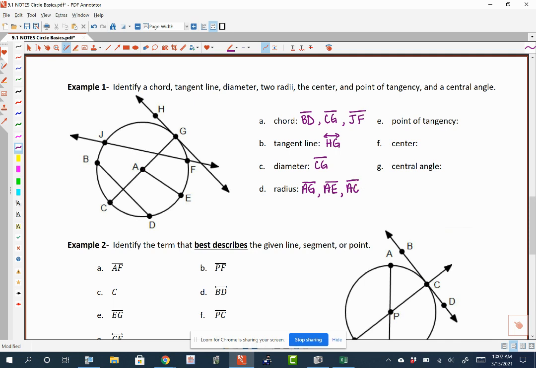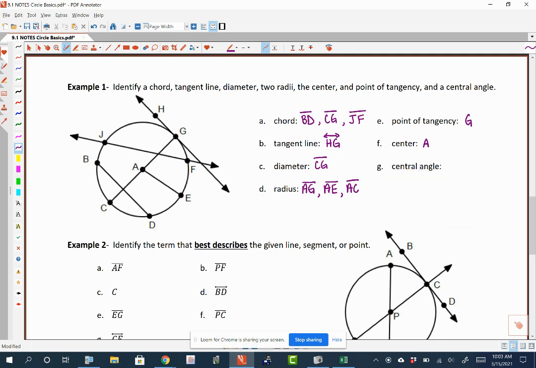Point of tangency, I guess technically we could have done that one back at B because we had a tangent line, which means the point of tangency is where that line touched the circle. So that should be at point G. Center, this should be the easiest one. The center of our circle in this case is A. I've already used that to help me find some other things.